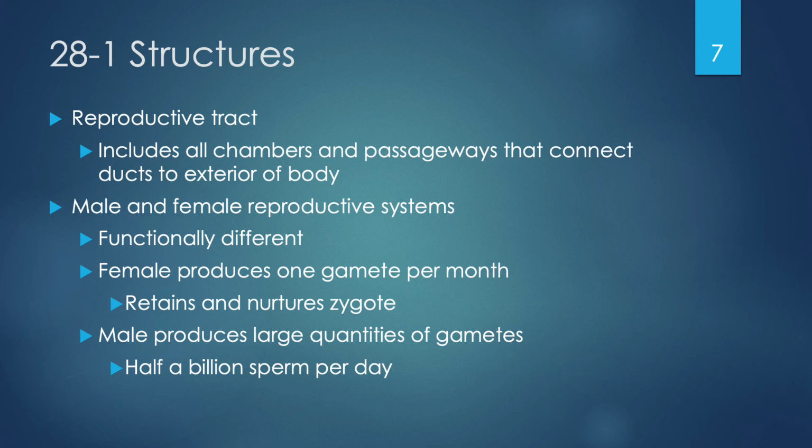And this is an ovum, which is singular for egg. In plural, it's ova. The female is also responsible for retaining and nurturing the zygote as the zygote becomes an embryo and eventually a fetus and then is delivered and is an infant.